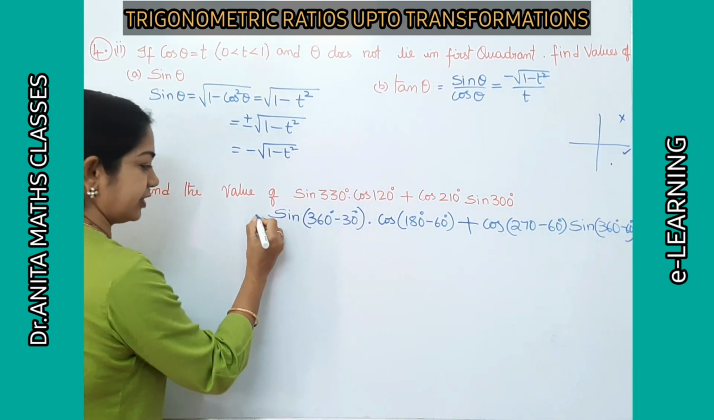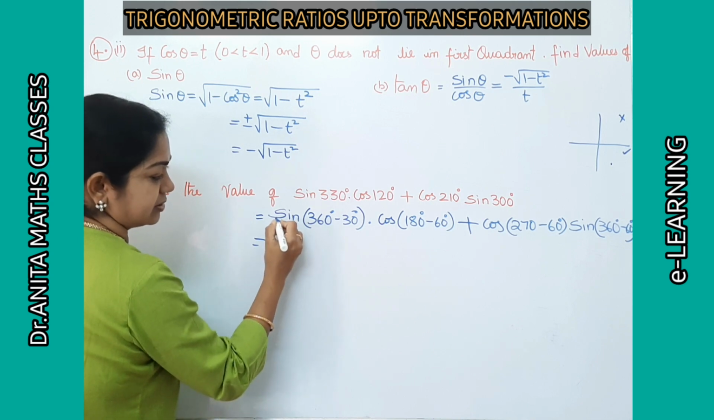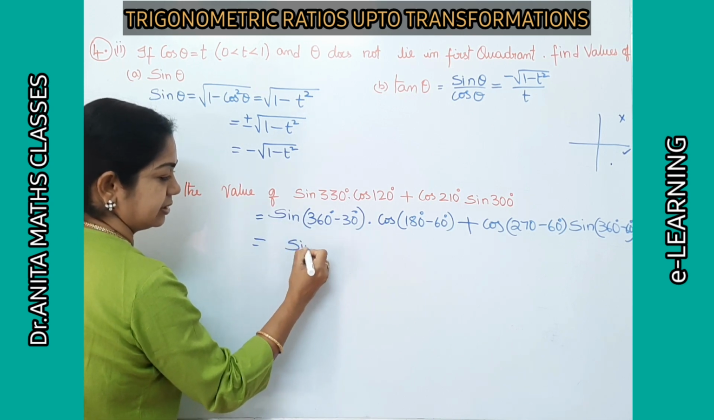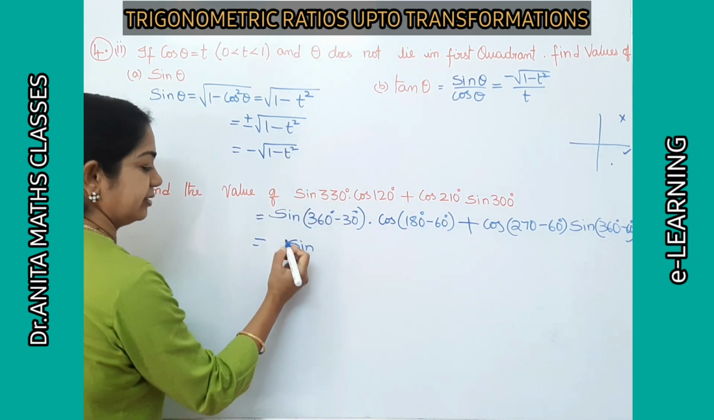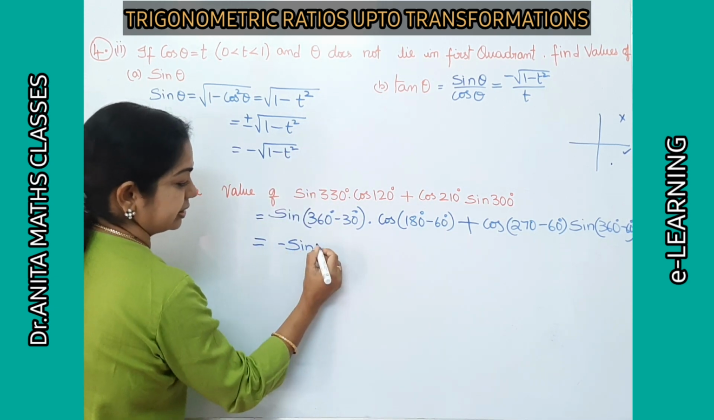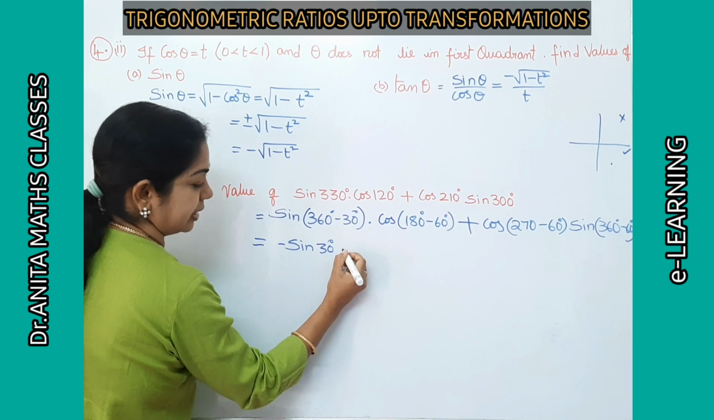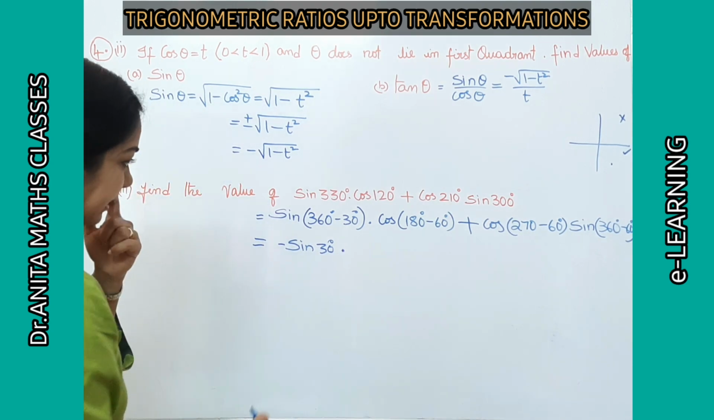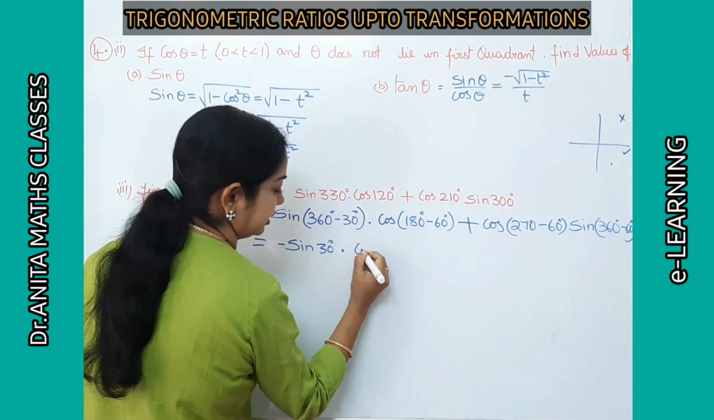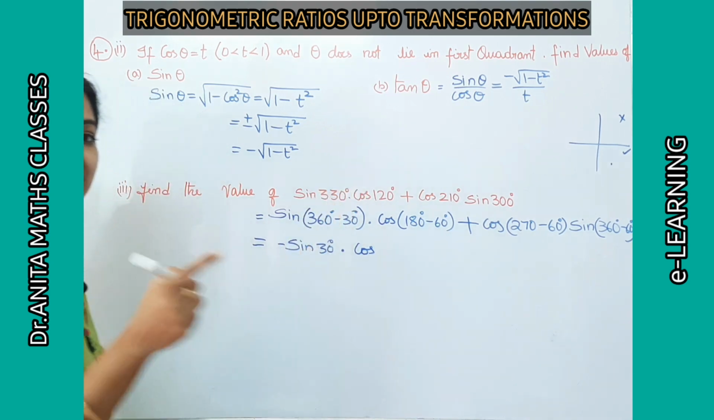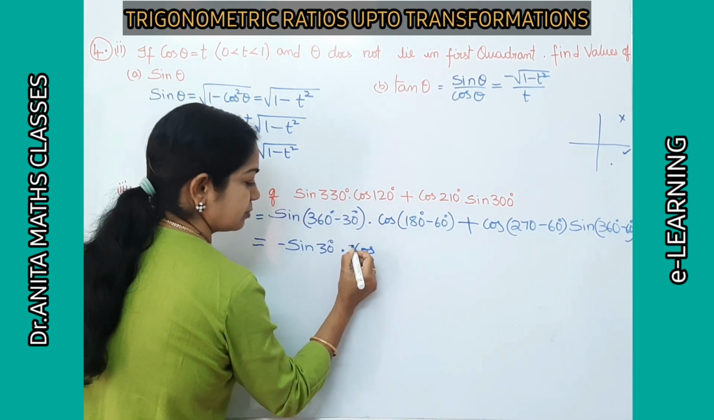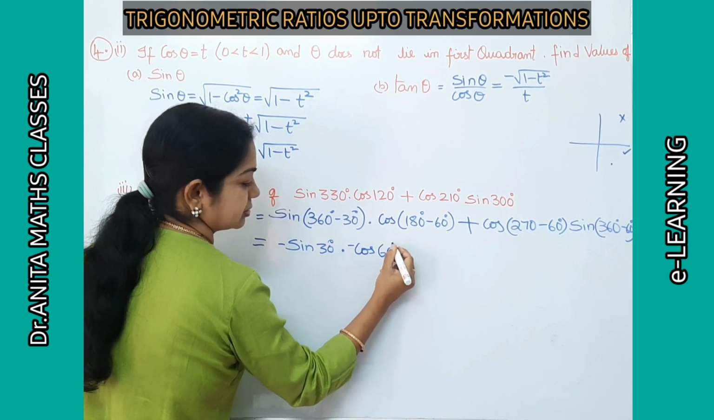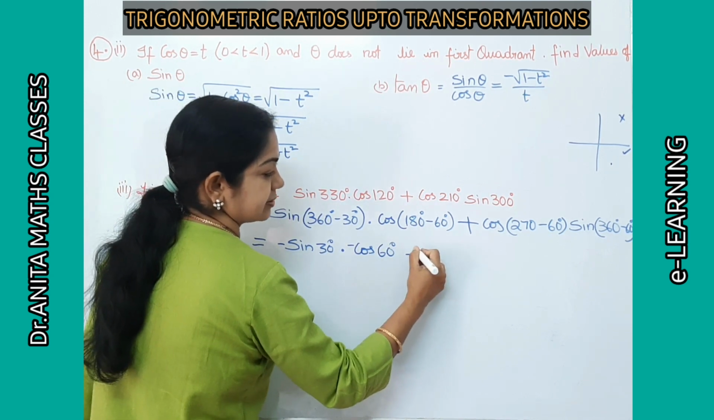Any way we can write, the final answer will be one and the same. Now sin 360 is sin only. 360 minus means in the fourth quadrant sin is negative. So minus sin 30 degrees we get here, multiplied by cos 180. Cos 180 is cos only. 180 minus 60 means in the second quadrant, and in the second quadrant cos is negative. So minus cos 60 degrees plus here.